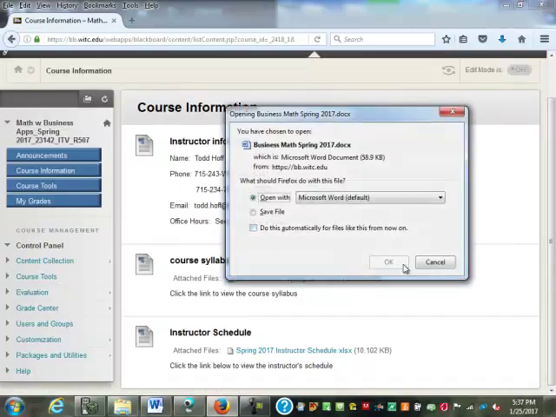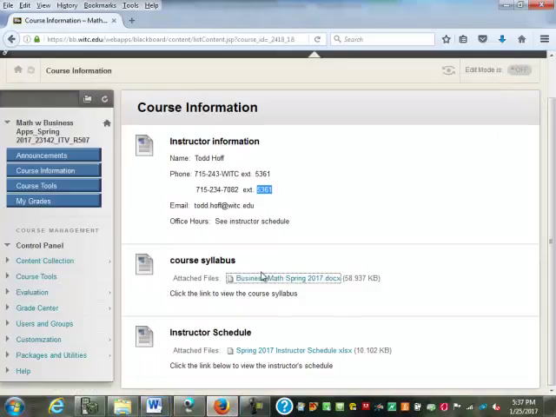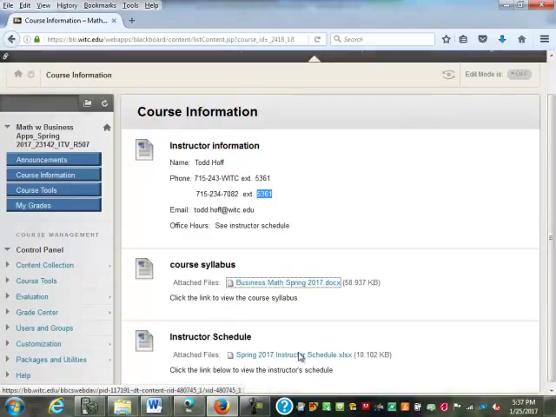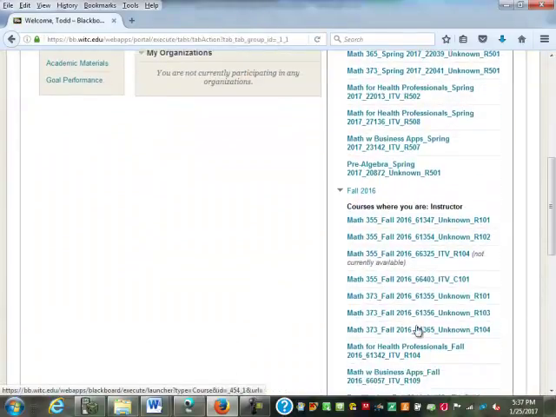The syllabus we're going to go over in a little bit. I'm going to open that right now so it's there. Also, after tonight, at the bottom of this page, again, this is the course information page, will be the links for the class videos. So I'm going to quickly flip to last semester's class so you can see what that looks like.